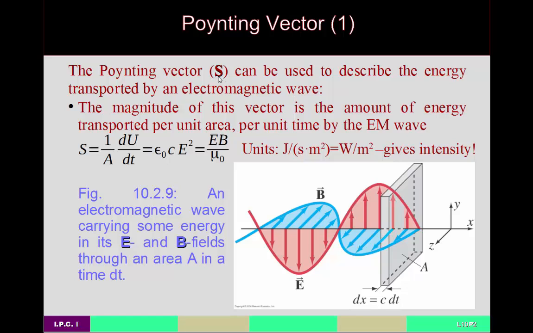And this is often used to describe how much energy is being transported by an electromagnetic wave. Basically, the magnitude of the vector is actually the intensity. It's the amount of energy transported per unit area per unit time by the electromagnetic wave. So, of course, it's going to have units of joules per second meter squared, or watts per meter squared. Well, S basically is the energy per unit area per unit time. Therefore, S is 1 over A dU/dt.